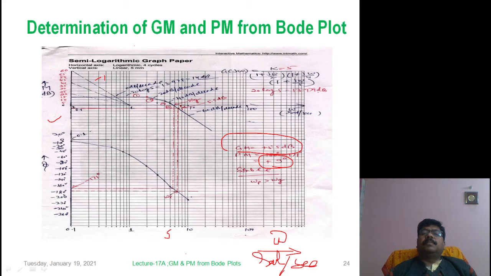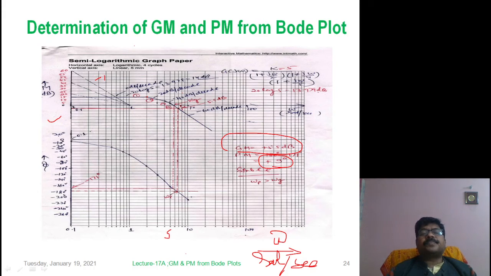After that, it will have a slope of minus 20 dB, and it will continue up to the 4 radian per second. After that, this root will be contributing minus 20 dB per decade. So the net slope for this will be minus 40 dB, and this will continue up to the 5 radian per second. From the graph you can see it is 5.